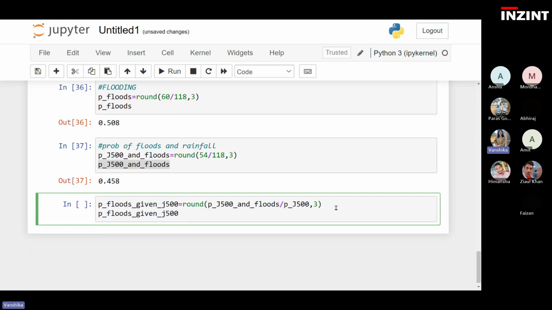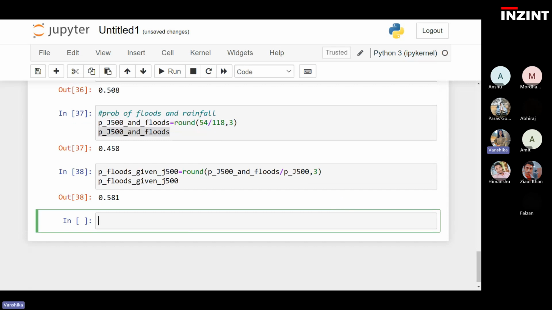Rounded to 3 decimal places. So again, 58% chances कि probability of having flood given that rainfall has already occurred. Jahan tak anyone has any doubt, if you have any doubt, please write in the chat box. If there is no doubt, then give me a thumbs up. Please react with a thumbs up, guys, if no doubt.